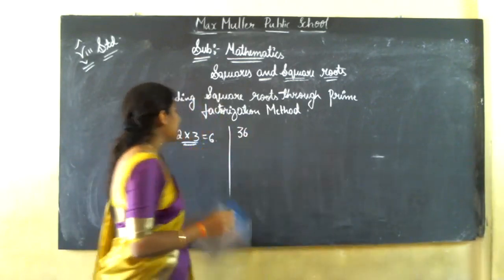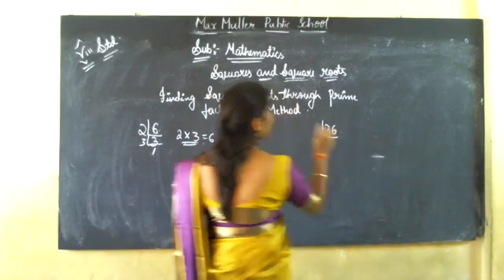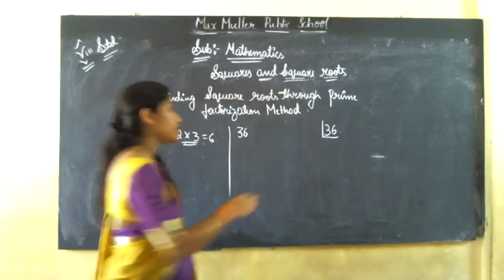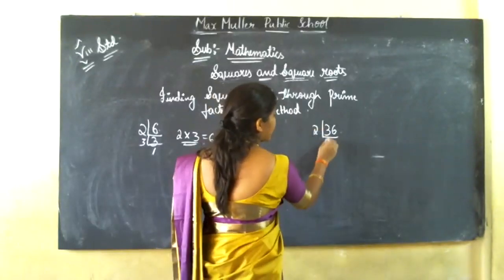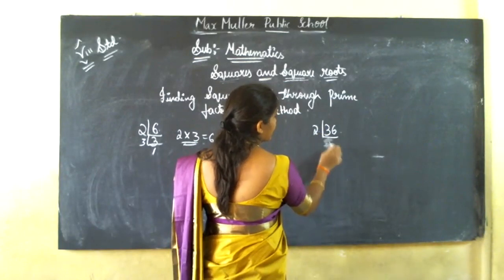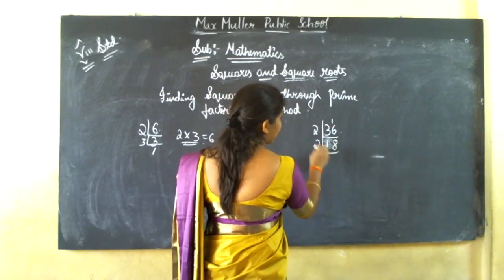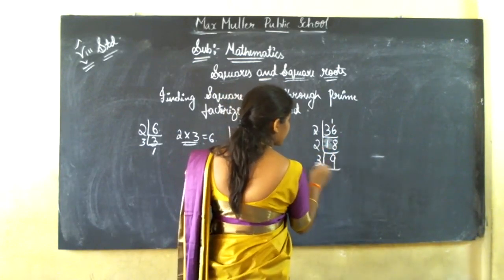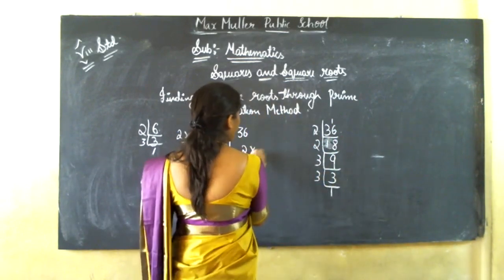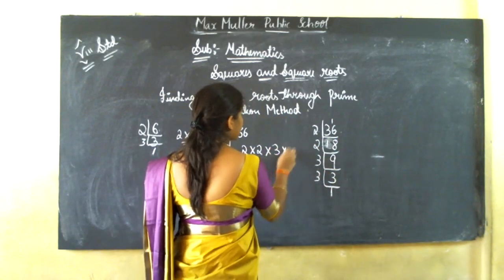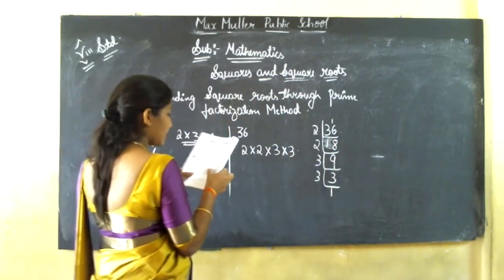Even for this, you have to use the same method. See, 36. From the lower number, you could take 6 sixes are 36 directly, but no, from the lower number you have to do: 2 ones are 2, 2 eights are 16, 2 nines are 18, 3 threes are 9, 3 ones are 3. So it is 2 cross 2 into 3 cross 3. Understood? So 2 and 3 are the numbers.